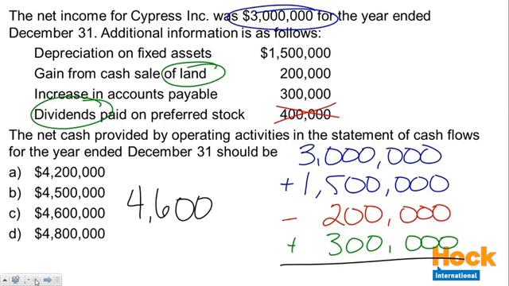our cash flows from operating activities is $4,600,000, which is choice C. This is just a good standard operating activities question, and you need to keep in mind that you don't always make an adjustment for every number that they include in the question. This dividends on preferred stock, no adjustment is made for that. So make certain you identify information in the question that you're not, in a sense, using to answer the question.